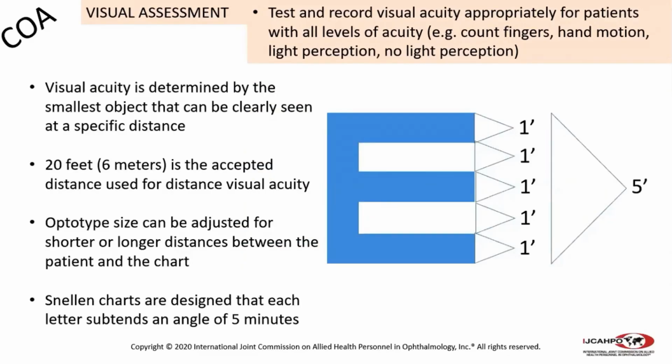So let's take a look at test and record visual acuity appropriately for patients with all levels of acuity. Visual acuity is determined by the smallest object that can be clearly seen at a specific distance. 20 feet or 6 meters is the accepted distance used for distance visual acuity. Optotype size can be adjusted for shorter or longer distances between the patient and the chart. Snellen charts are designed so that each letter subtends an angle of 5 minutes of arc.